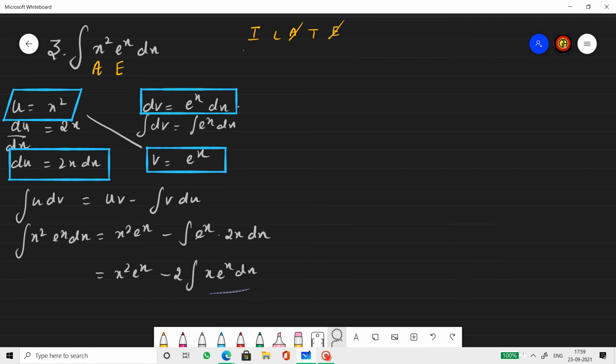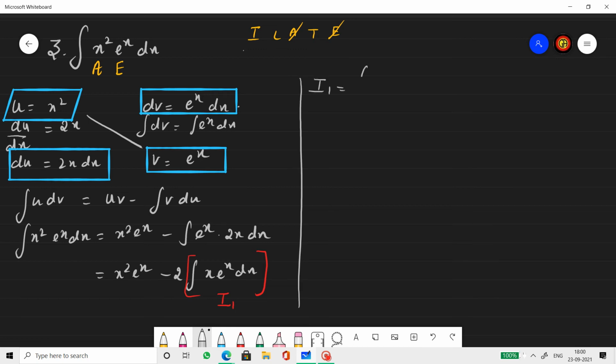You find this in product form again. x into e power x is again in product form. So once again we have to use integration by parts here. But not here. I'm going to take this separately, deal with it, get the answer and then substitute it over here. So I'm going to consider integration of x into e power x as I1, this one along with the integration sign.